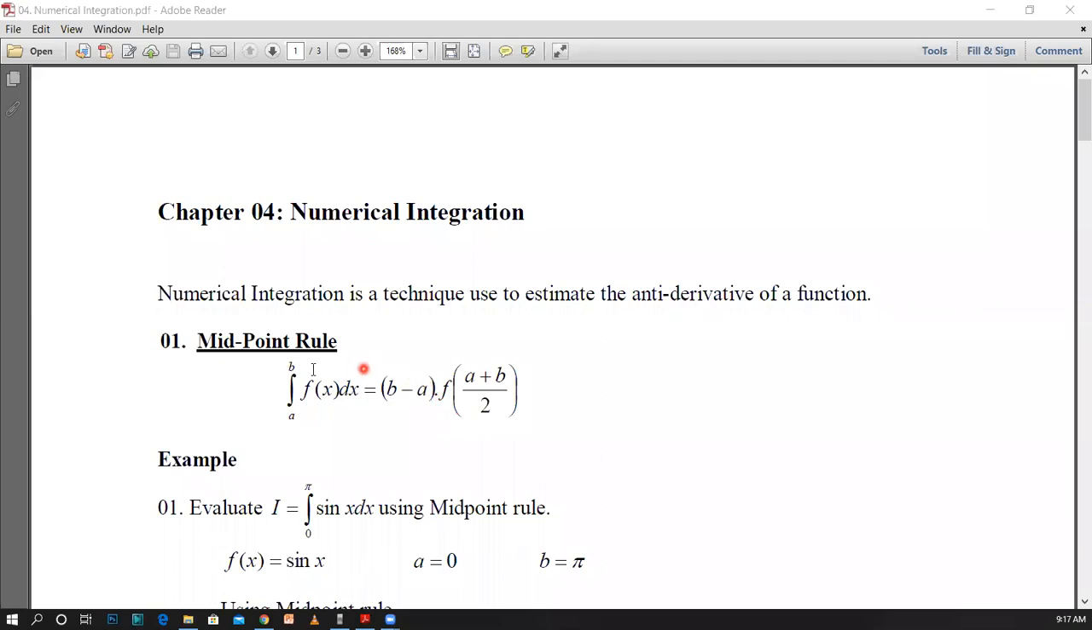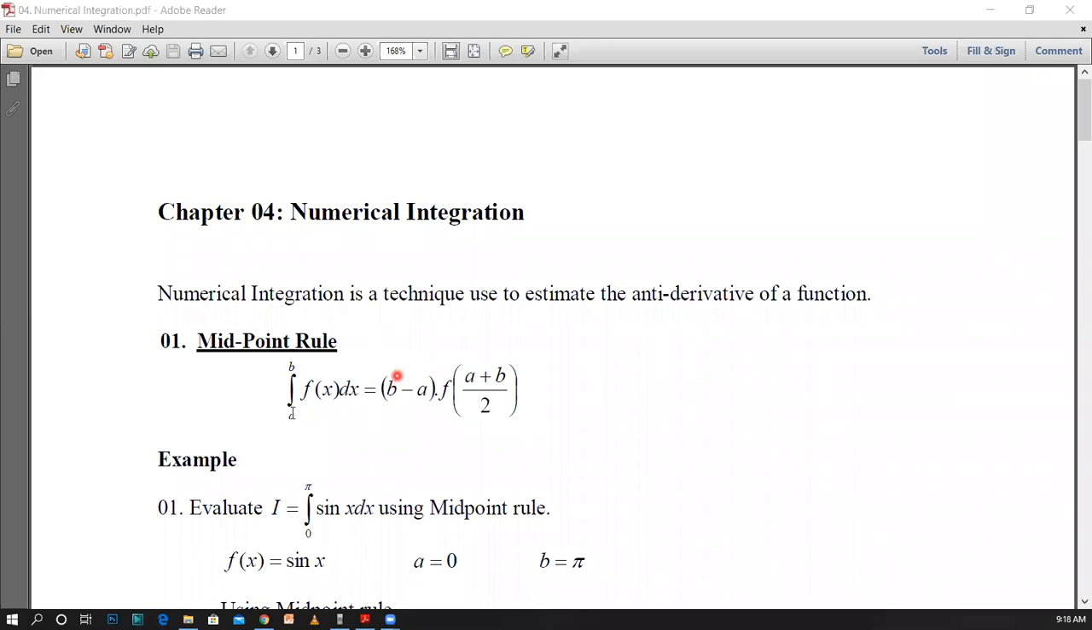This is said to be the midpoint rule. If you need to take the integral of a function f(x) with respect to dx in the range of a to b, and you need to identify the integral of this function in the range a to b, you can use one method, the midpoint rule. If you are using the midpoint rule, without doing an integration for a function, you can directly use this. This is how you are evaluating it.